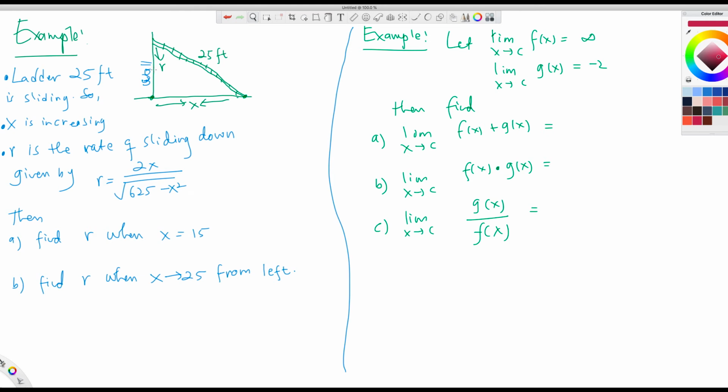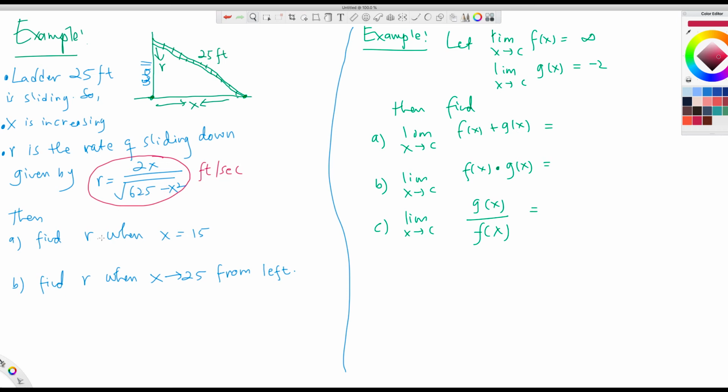Okay, when the ladder slides down, you see, then the x distance will increase, right? Because it will go farther and farther from the wall. So here r is the rate of sliding down, given by r equals 2x over the square root of 625 minus x squared. This is given to you. r is the rate, in feet per second.